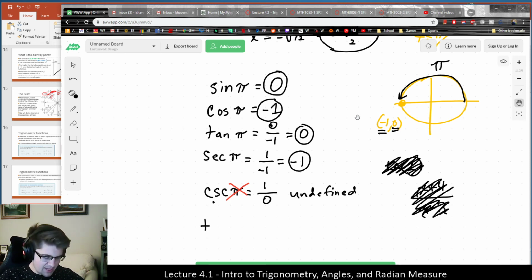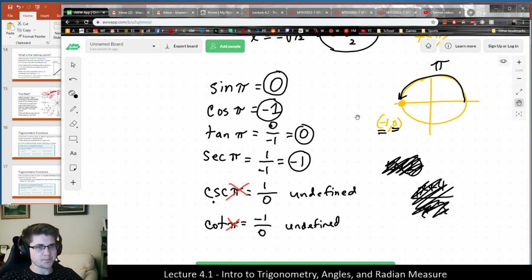And same exact thing with cotangent, we already did tangent. Cotangent of pi is defined to be x over y. So x is minus 1, y is 0. Again, an undefined ratio because we cannot divide by 0 fundamentally. But notice at the end of the day, we can evaluate our trigonometric functions assuming we're not dividing by 0, and we're good to go.